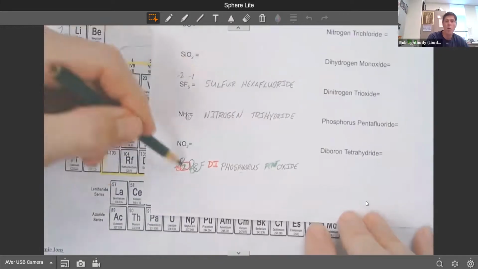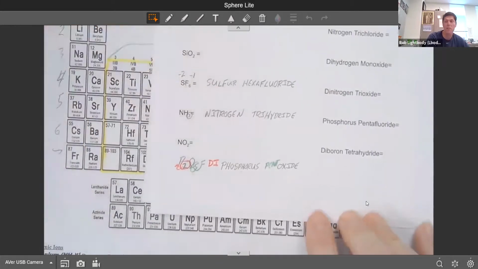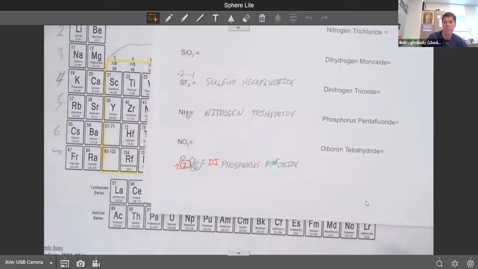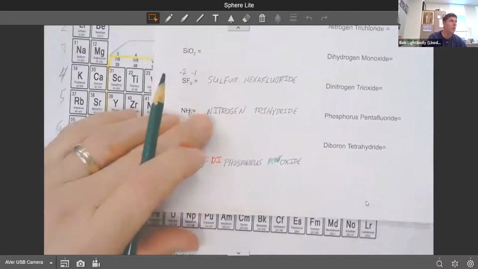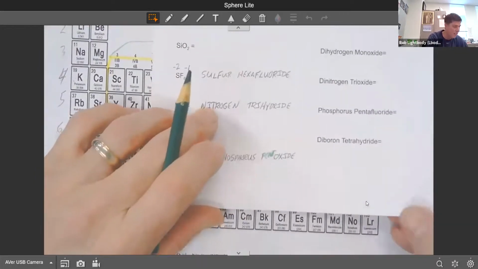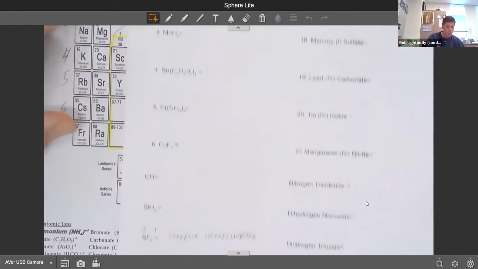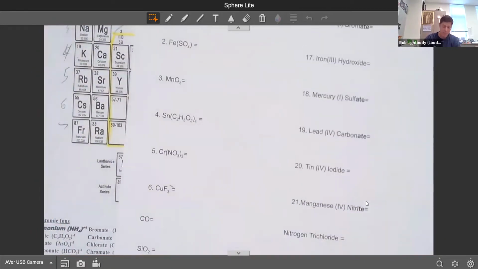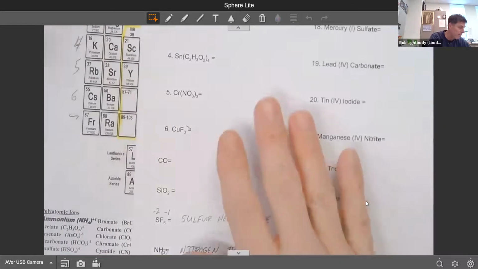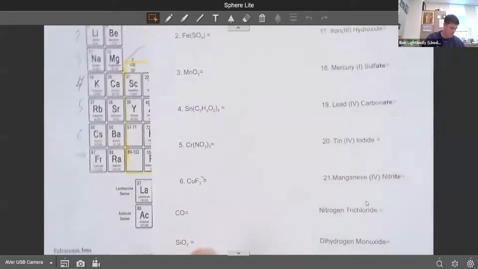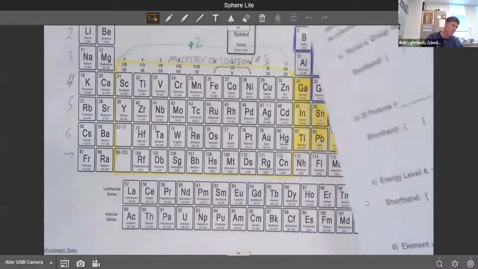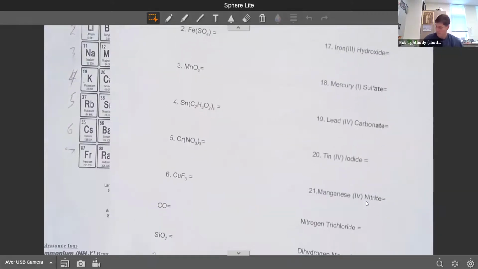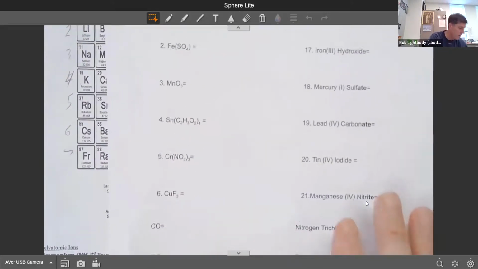So does that work on going from names to formulas for covalent compounds? Yep. Now we've got a trick on the ionics that hopefully you guys are going to remember. Yeah, we'll just do it this way.